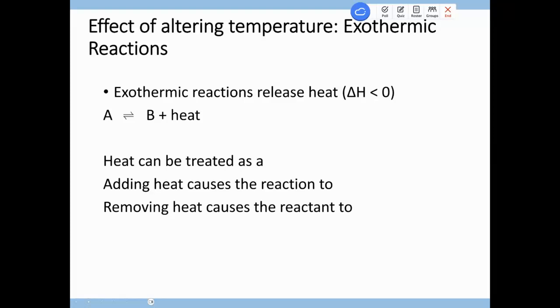Next slide, exothermic. Heat is released or heat is produced, so we can treat heat as a product, or energy as a product. So adding heat, we're adding a product, quote unquote product, that will cause the reaction to shift left. Removing heat is like removing a product, causes the reaction to shift right.